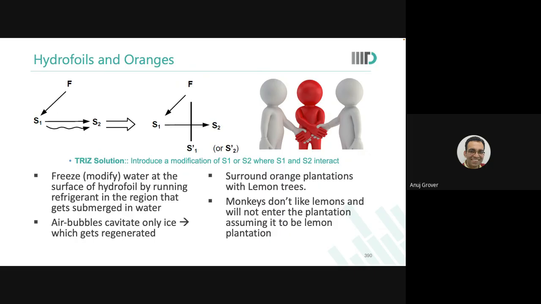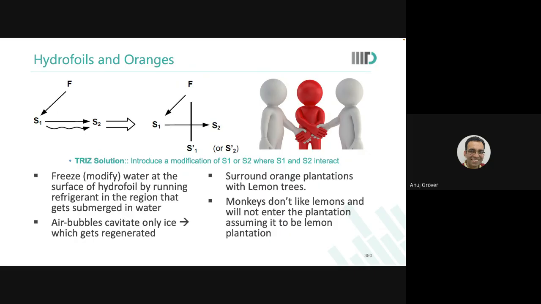And if water would come and hit that ice, it would cavitate the ice only. And because I have a refrigerant running, more ice will be created, regenerated. So ice protects the hydrofoil.